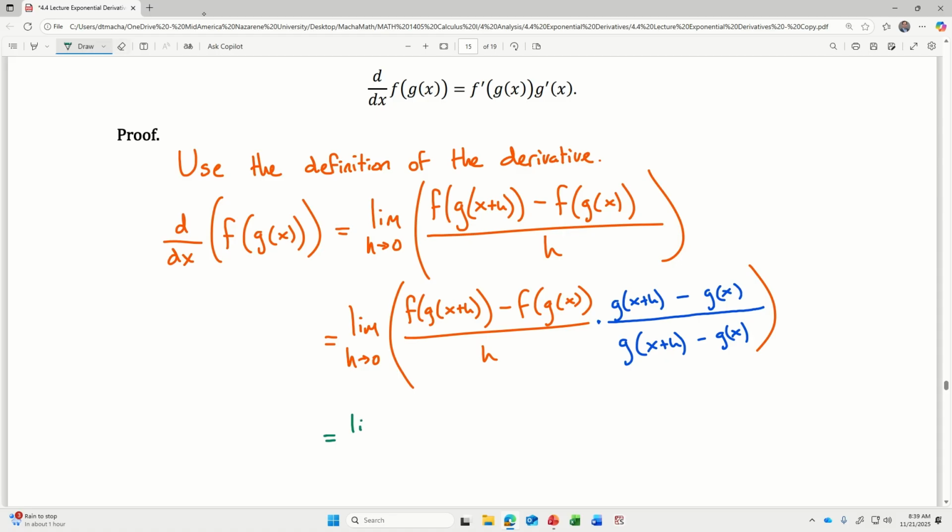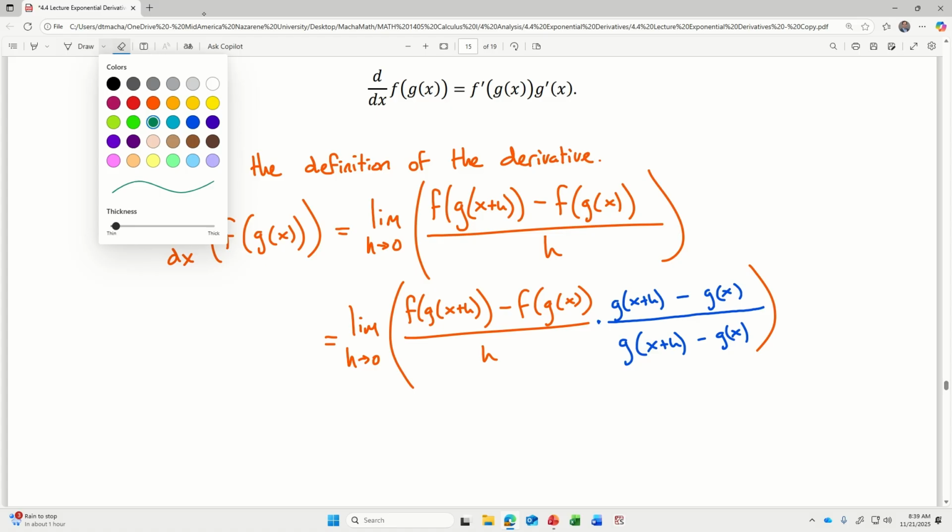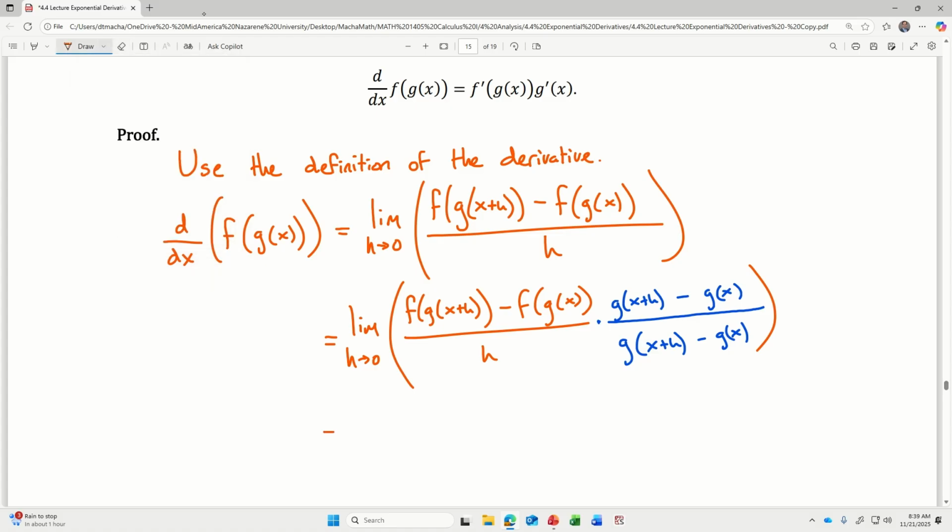I'm going to keep using the same colors. Let me color code this better. So I've got, again, man, the worst part about this proof is just how much you have to write. It's not even a hard proof. It's just hand cramps.